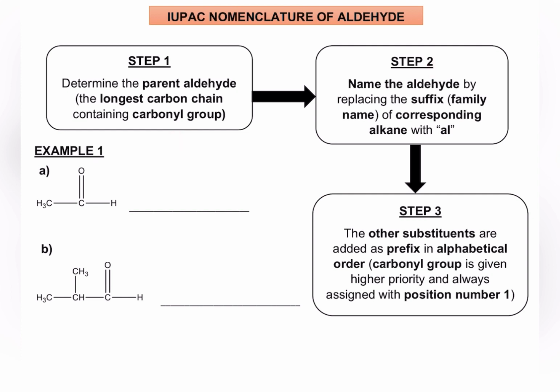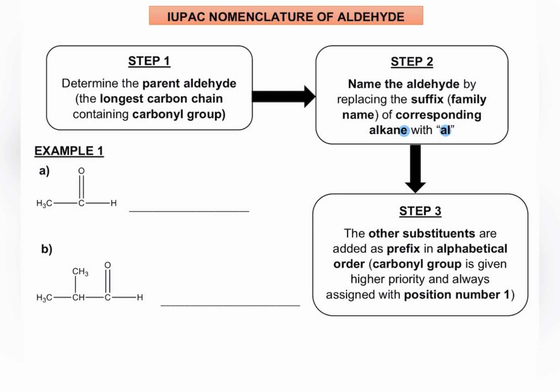Next step, step 2, name the aldehyde by replacing the suffix, your family name. For alkane, we are going to change the letter E to al, so it will be alkanal. Next, if you have substituents, you have to put them as prefix in alphabetical order. And your carbonyl group, as I mentioned before, the carbon that holds the double bond O must be positioned at first carbon. Let's try example 1, where I have A.